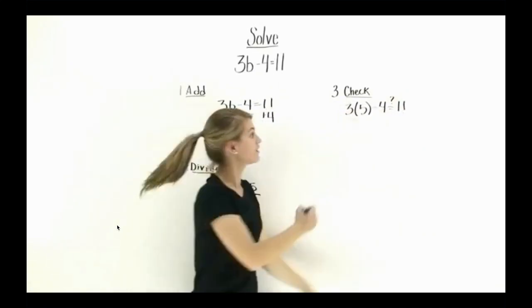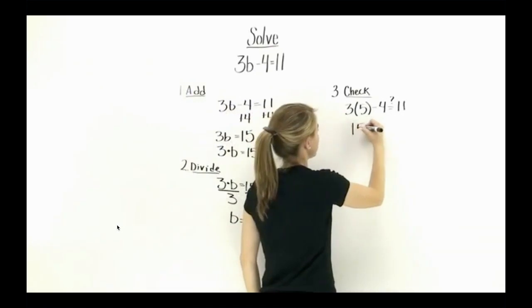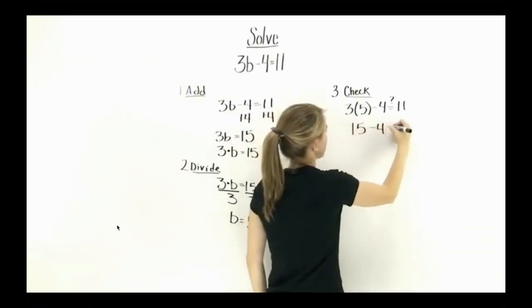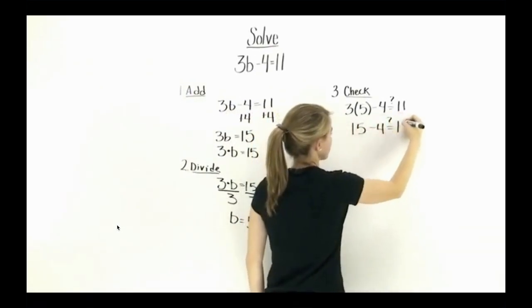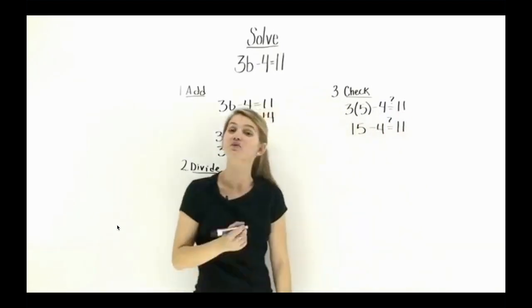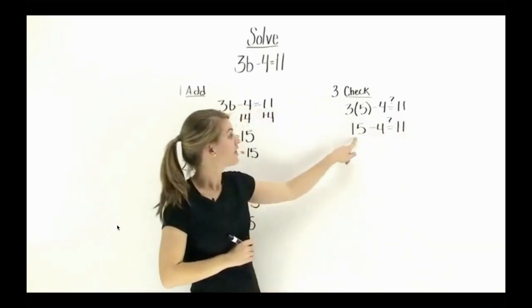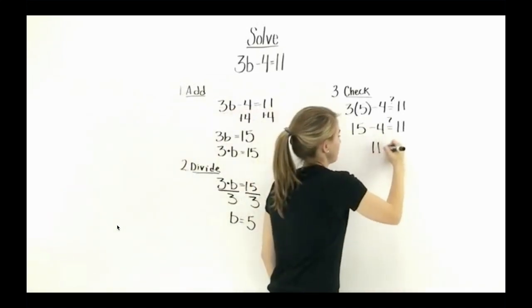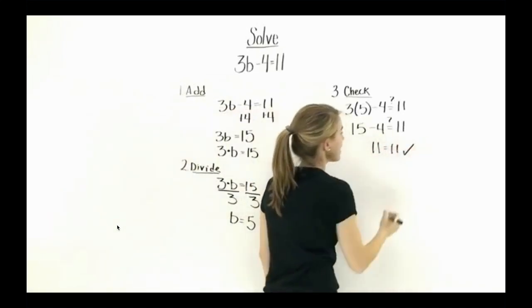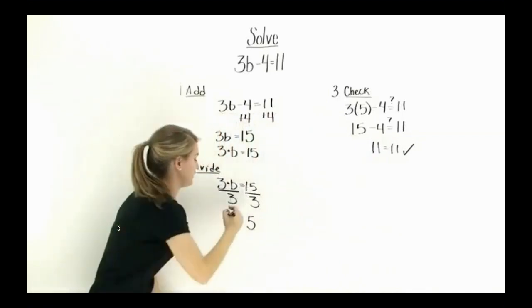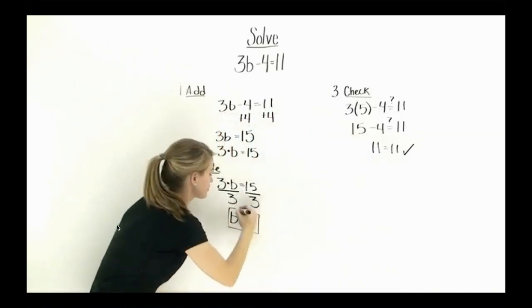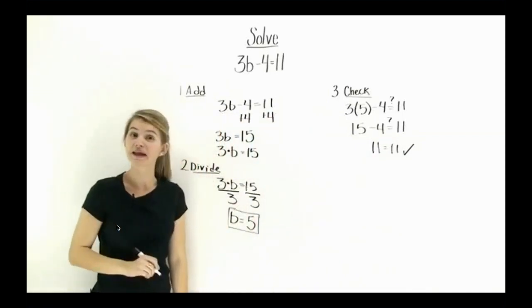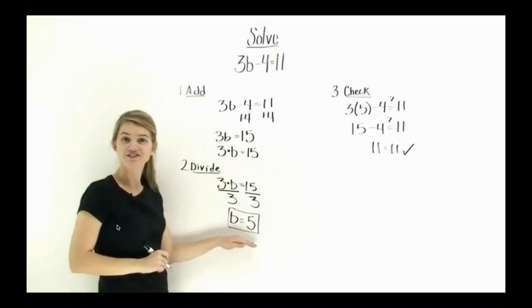3 times 5 is 15. Minus 4, and we're wondering, does this equal 11? If it does, we got the right answer. 15 minus 4 is equal to 11. Since 11 is equal to 11, that means that our answer, b is equal to 5, is the right answer. So we solved for b, and we got that b was equal to 5.